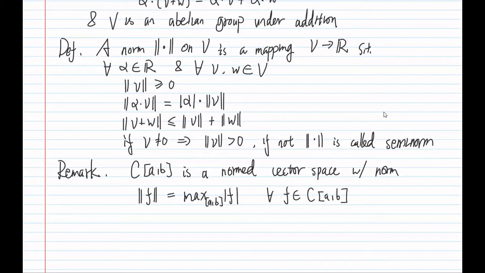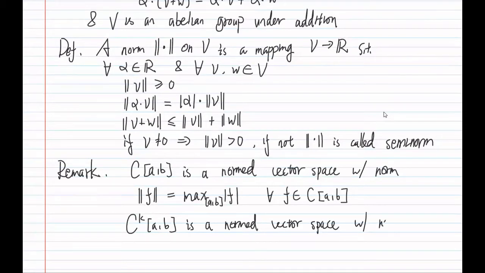And then we can also extend this to k times continuously differentiable functions, right? So C^k[a,b]. This means the function is k times continuously differentiable. C^k[a,b] is a normed vector space with norm defined as the following.